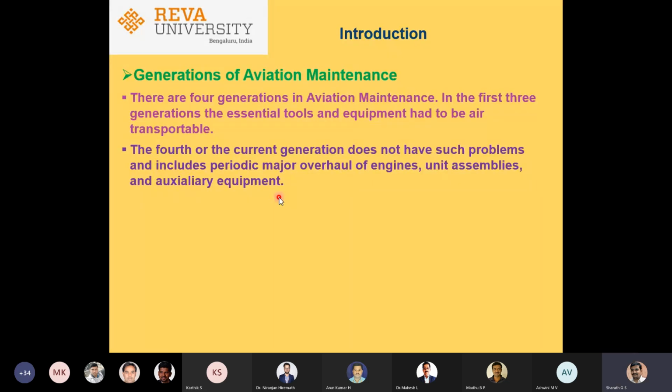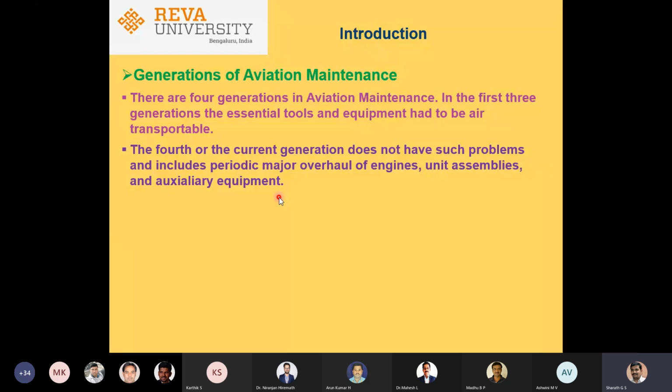Now we'll move to the generations of aviation maintenance. In the first few generations, the aircrafts had to take the ground equipment, and it had to be airlifted along with the aircrafts when they moved from one base to another base. When they ferry out from one base to another, they do not have any ground equipment available when they land in some other base. That was a big handicap in the first few generations.